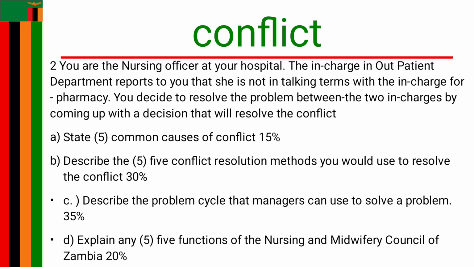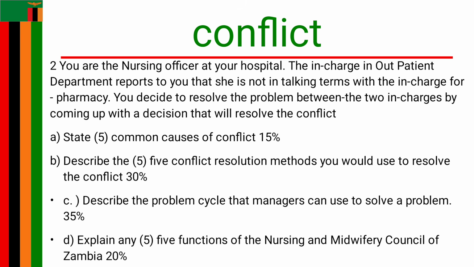When we talk about conflict, the first common cause of conflict is communication issues. Now, with communication issues, this is where there is misunderstanding, lack of clarity, or ineffective communication that can lead to conflict at the workplace. The next cause of conflict is different goals or priorities. Now, when individuals or departments have conflicting objectives or priorities, it can result in tension and conflicts at the workplace.